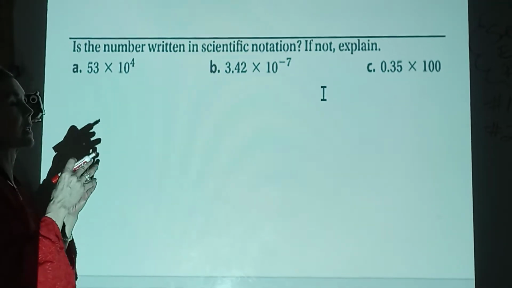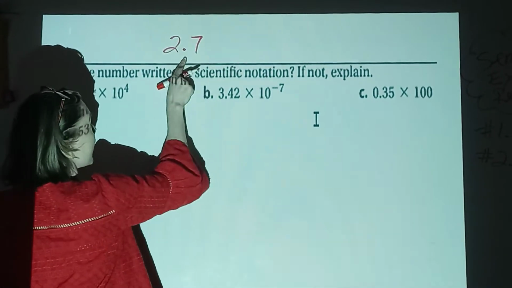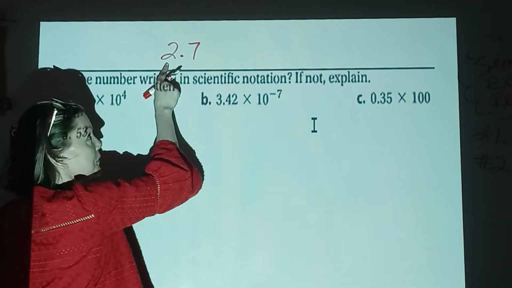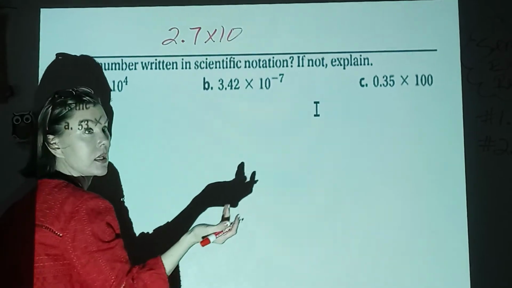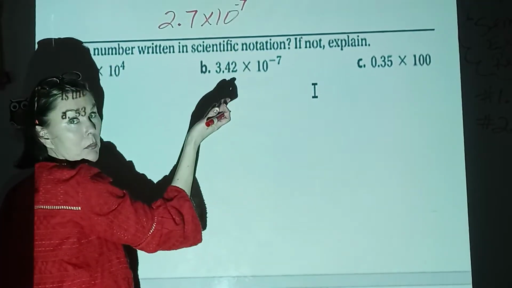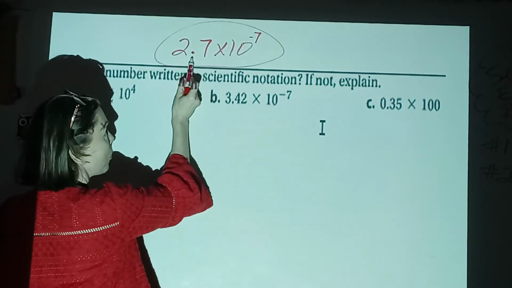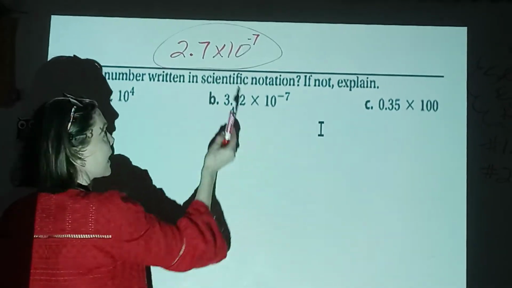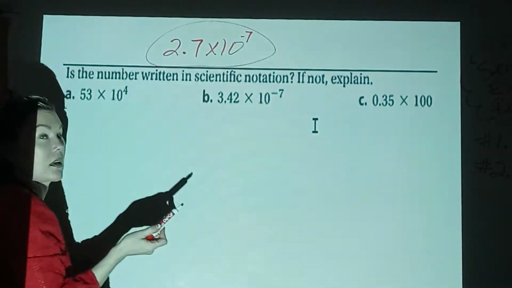In order for it to be in scientific notation, it has to have one number to the left of the decimal. It has to be multiplied by a power of 10. And it could be a positive or a negative number. But this is what it needs to look like. Again, it has to have one number to the left of the decimal. It has to be multiplied by a power of 10, and it can either be a positive or negative exponent, okay?